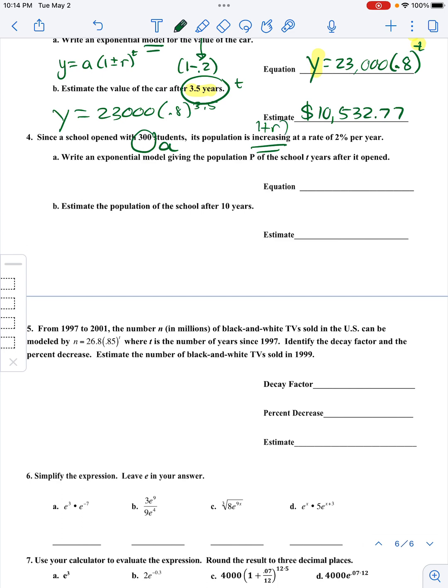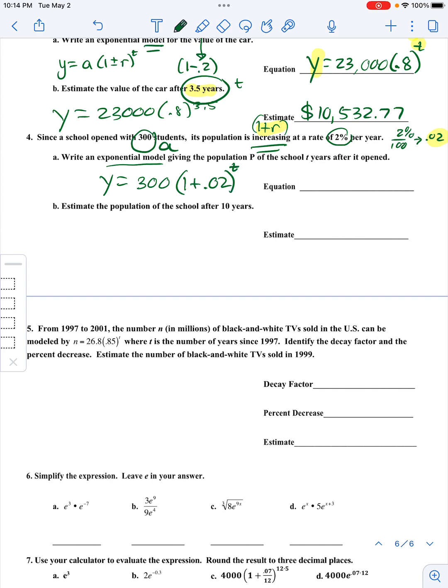Since the school opened with 300 students, so that's the initial value, it's increasing. So we're going to have 1 plus R at a rate of 2%. So again, if you don't feel comfortable, just do 2% divided by 100, and it will tell you that that's 0.02. Okay, so write my model. So y equals, now my first value is 300. That's my starting amount of students. Since it's increasing, I'll be adding my r value of 0.02 over here to the 1, which is representing what I already had, and then to the t power.